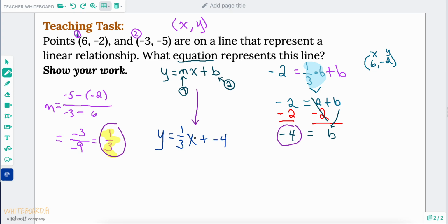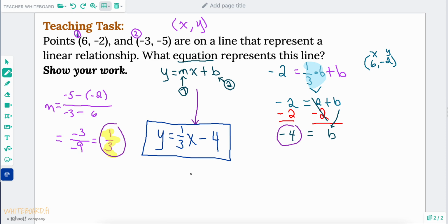But notice it kind of leads to some confusion. So you either do this, right? Or you just write -4 because it is equivalent to plus -4. So your final equation that represents the line that goes through those 2 points is y equals 1/3 x minus 4.